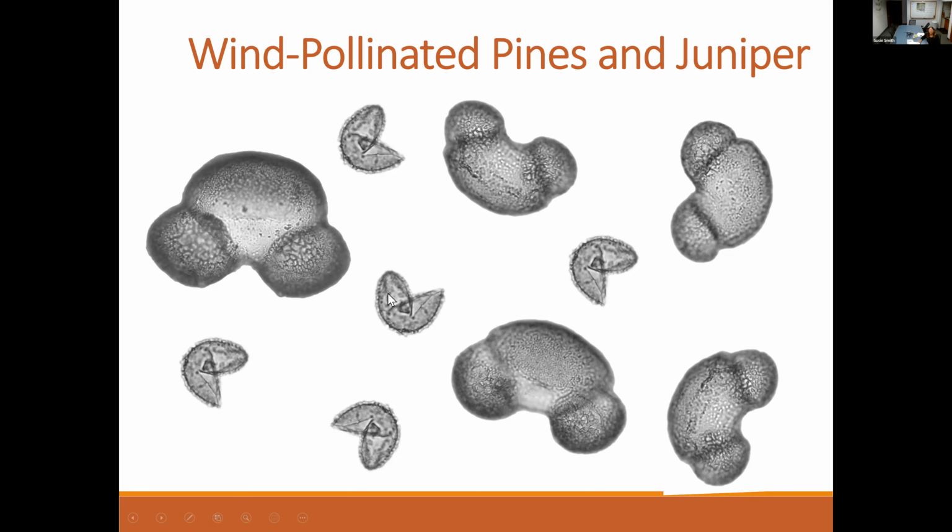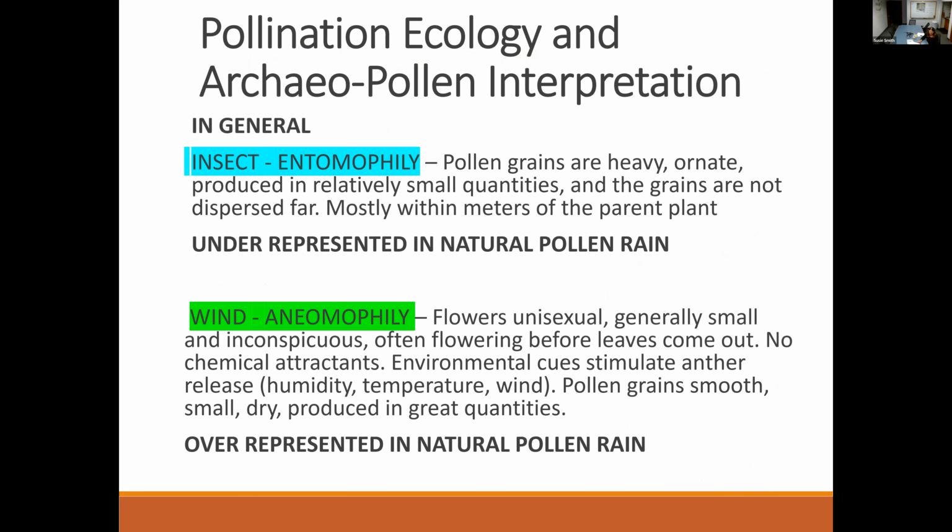Juniper grains, when they're fresh, they're round. So this is what they look like when they split. So what does all of this mean? How you employ this to interpret archaeological assemblages.